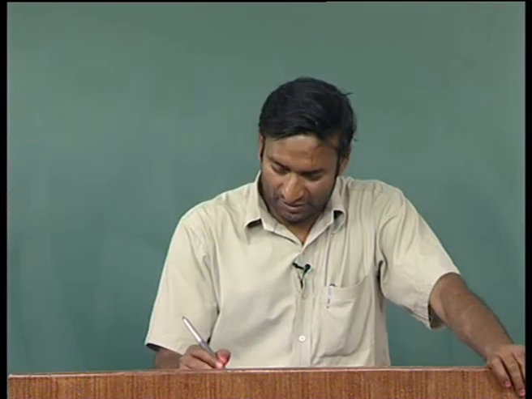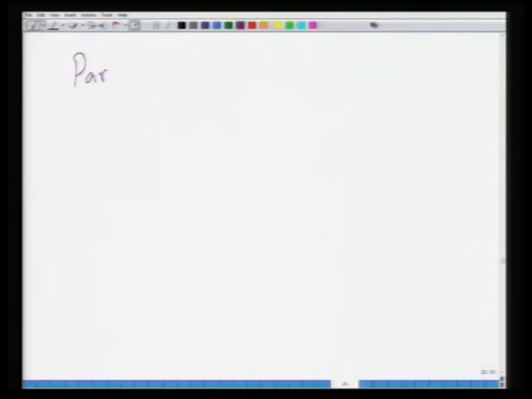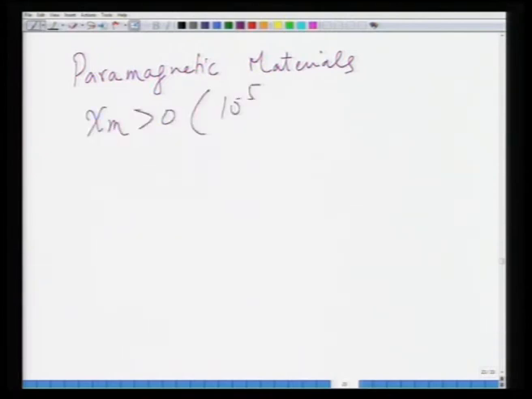On the other hand, the second thing is paramagnetic materials. So, chi m greater than 0, but 10 to the power minus 5 to 10 to the minus 6, a very small number. So, you have very small induction inside the material, and these materials are for instance chromium, titanium, zirconium, molybdenum, a variety of materials that follow this kind of paramagnetic behavior.